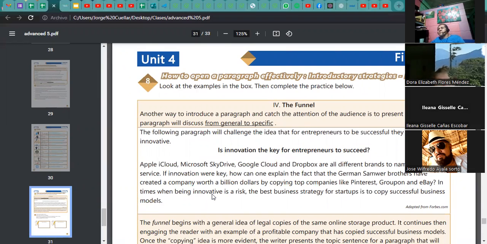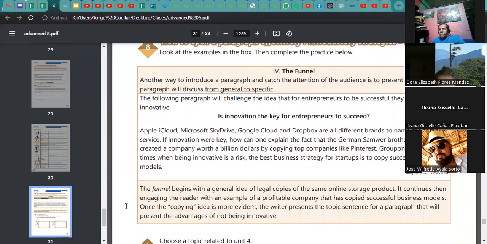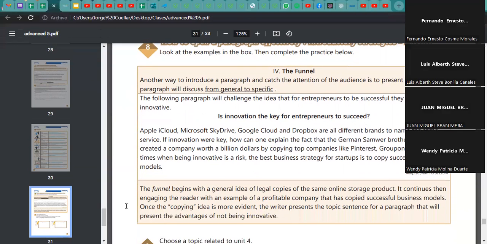So, how to open a paragraph effectively. This is something that we checked in the past, right? So, some things about the way that you're going to write a paragraph. How to open a paragraph effectively, introductory strategies, part three. That's why it says part three. And it says, look at the examples in the box, then complete the practice below. And this is going to be for, let's see who's going to read this.